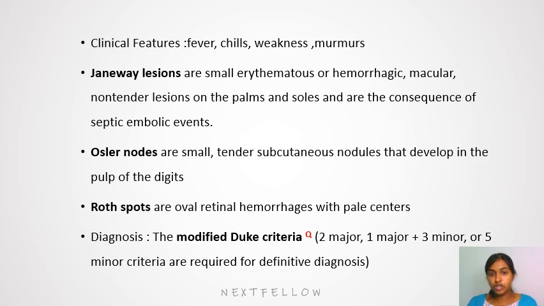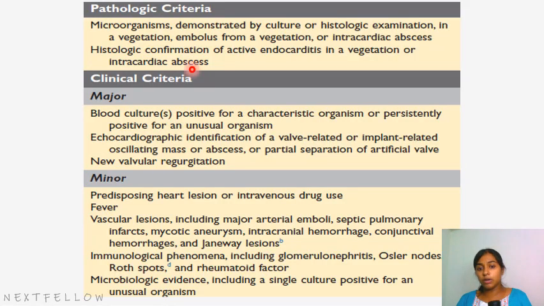So clinical features: the patient may come with fever, chills, weakness as well as murmurs, and there may also be Janeway lesions, Osler nodes and Roth spots. These are formed as a result of embolic events. And diagnosis of infective endocarditis is mainly by means of the modified Duke criteria. So this table shows the modified Duke criteria. Here there are major as well as minor criteria.